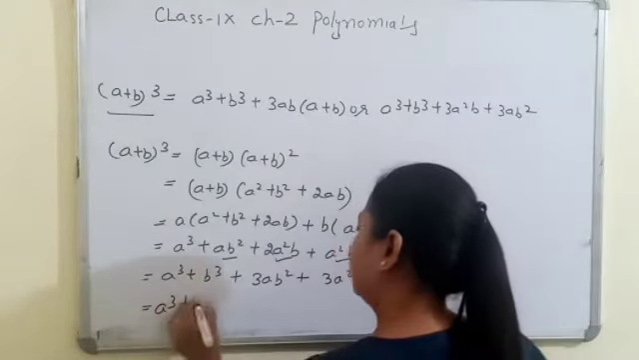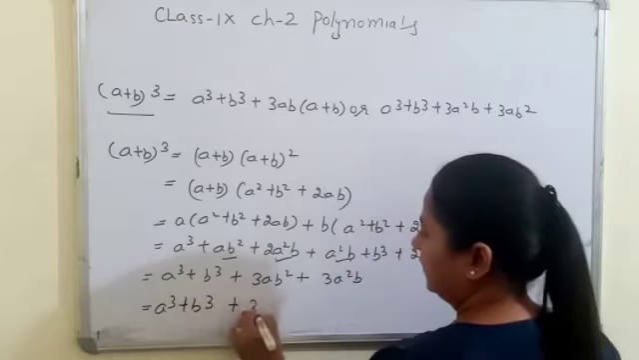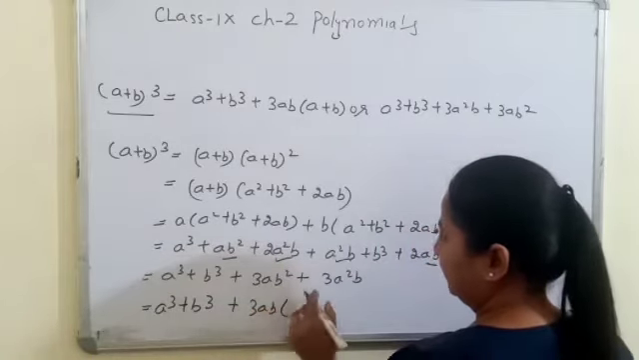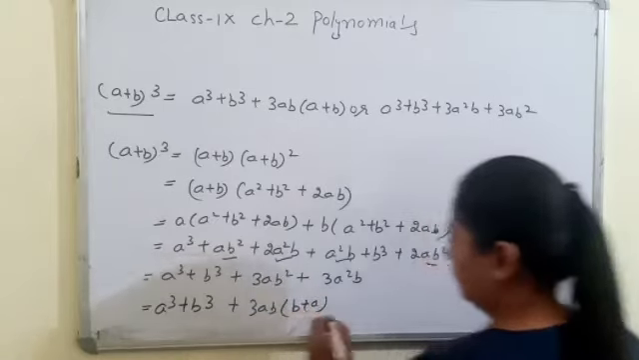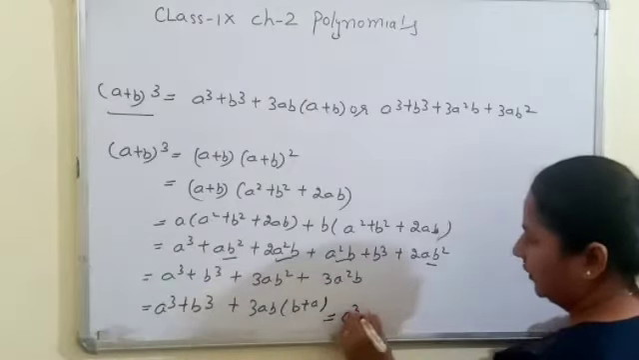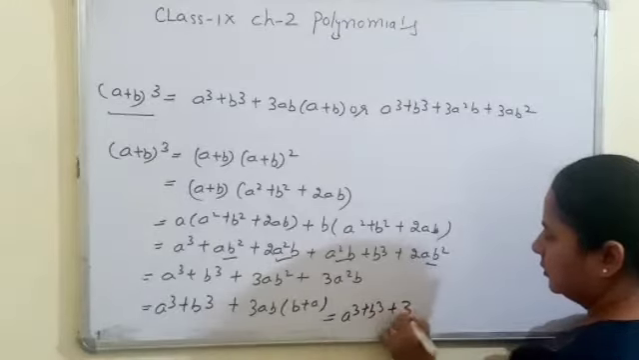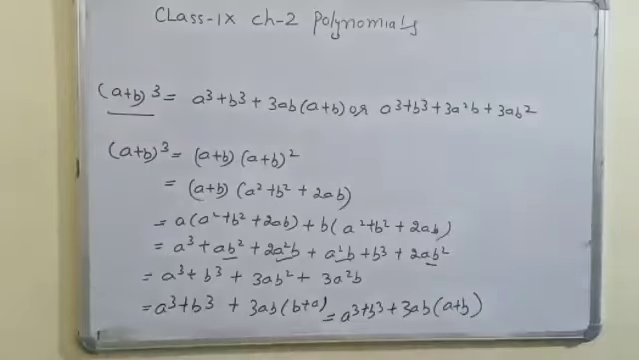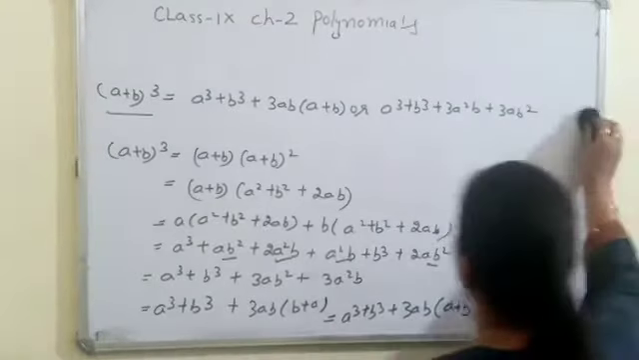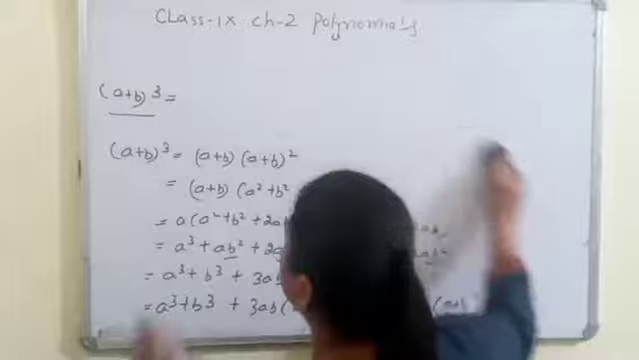A cube plus b cube plus 3ab (b plus a). So, by the commutative property, we can write this b plus a as a plus b. Now this was the derivation for (a plus b) whole cube. Similarly, for (a minus b) whole cube, what is the identity? We have to follow the same steps.